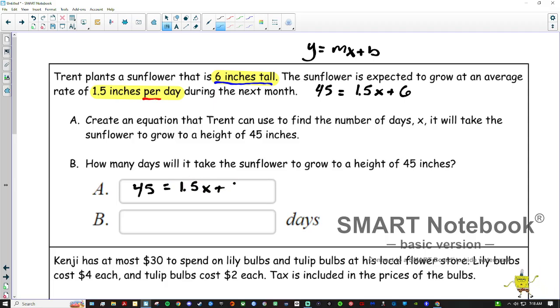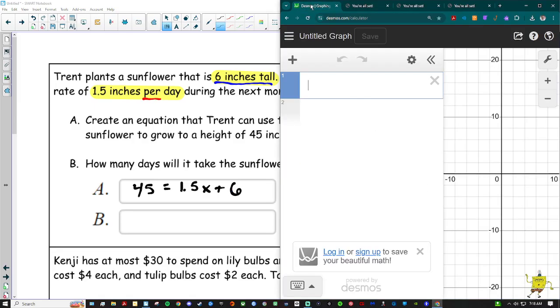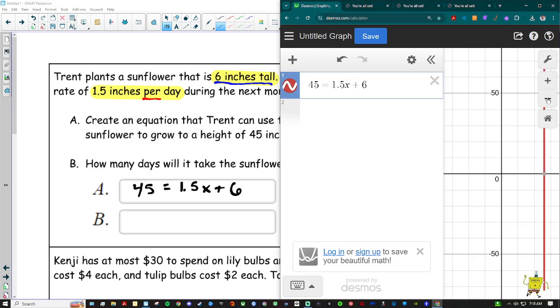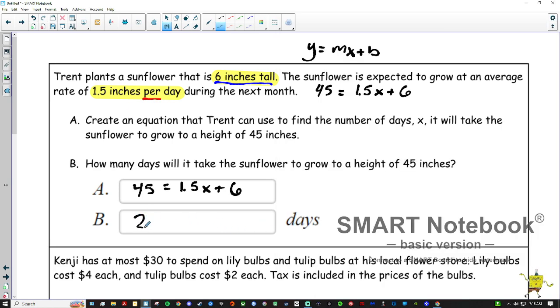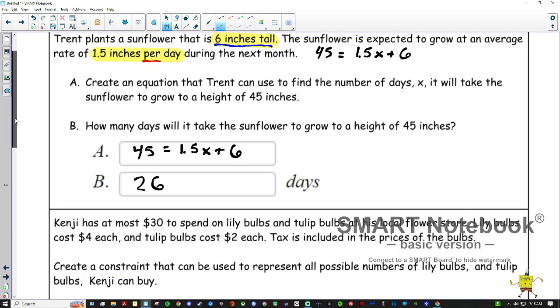1.5x plus 6. So if I go over to Desmos and I type this in, 45 equals 1.5x plus 6, I have a graph that pops up, and I know it will be 45 inches after 26 days. After 26 days. Okay, continuing.